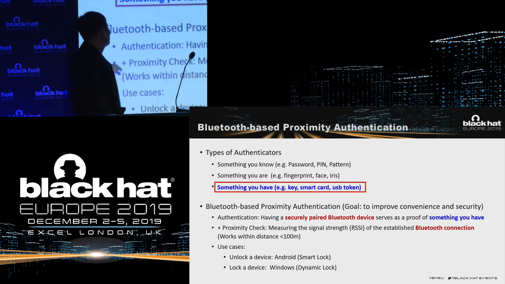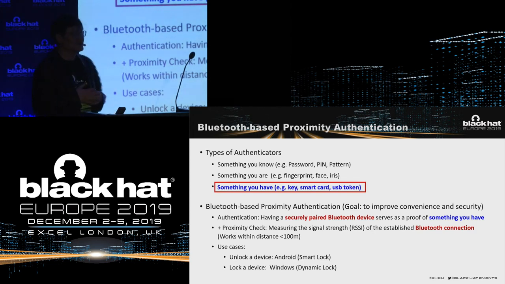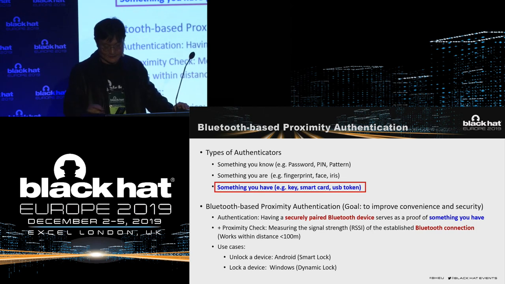Also, we need some proximity check, so a device can measure the signal strength of the established Bluetooth connection. And we can find two use cases in real-world applications. The first one is to unlock a device. This is the one used in Android. And the other one is to lock a device, which is used in Windows. In the next slides, I will show the details of what Android Smart Lock and Windows Dynamic Lock are.